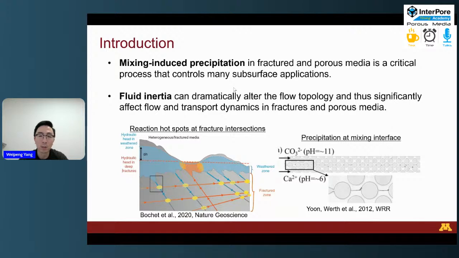The previous study on mixing-induced precipitation mainly focused on the creeping flow condition. As we can see here, the mix of two reactants will lead to formation of a very thin layer along the mixing interface. But the effect of the fluid inertia on the mixing-induced precipitation hasn't been explored.